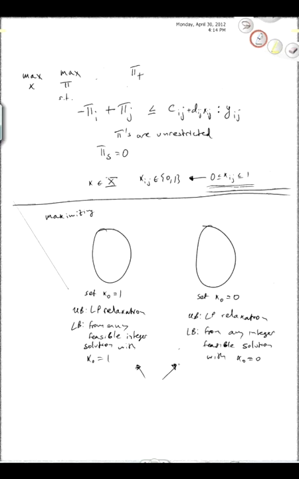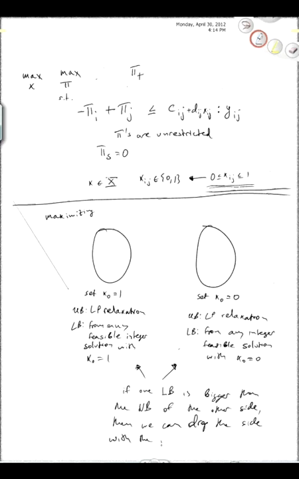But we can only do that if one of these lower bounds is bigger than an upper bound. So if one lower bound is bigger than the upper bound of the other side, then we can drop the side with the poor upper bound.